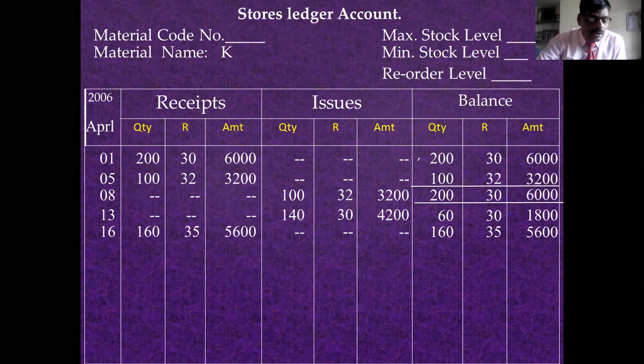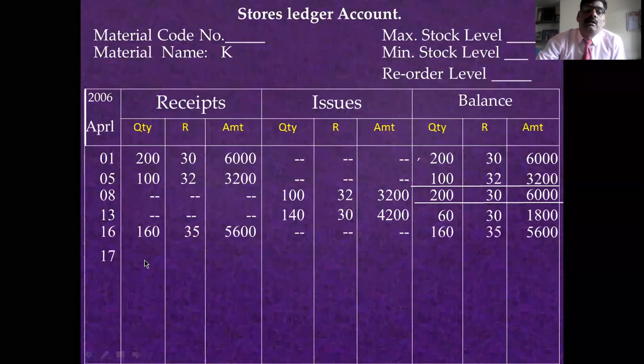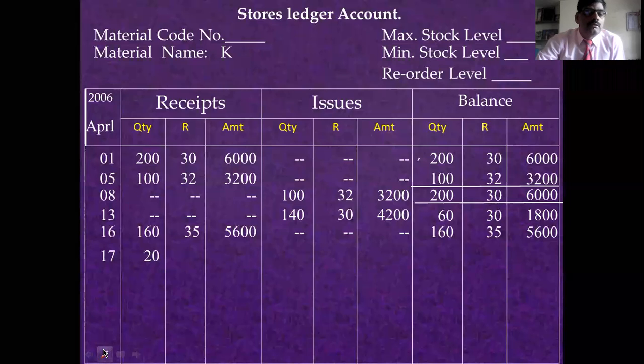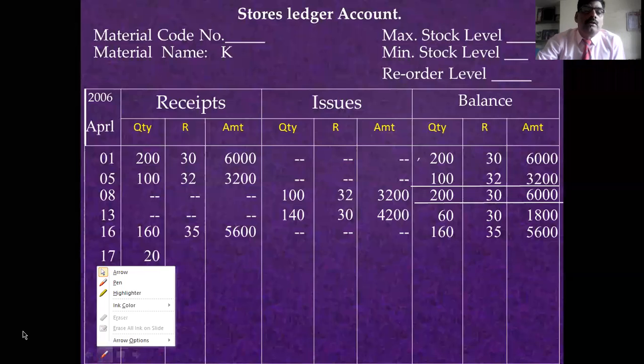And 17th date is in the adjustment. In the adjustment, production department returned 20 kg. Therefore, you record it in the receipt column. So, date 17, 20 kg return. This is returned to the stores, issued on 8.